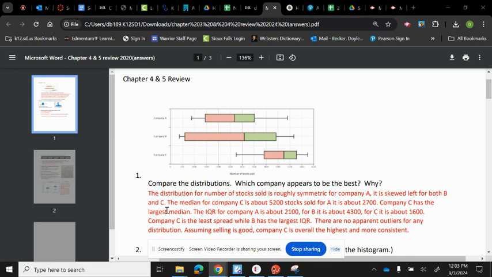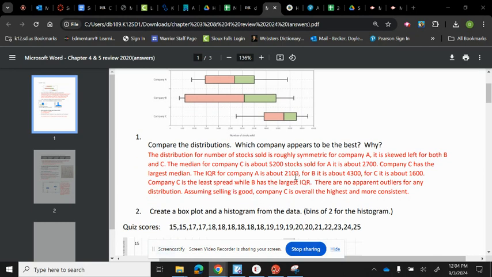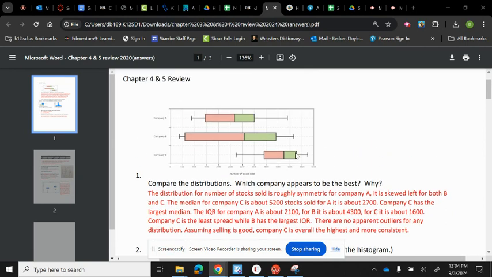So we've addressed shape. Then I did address center already. The spread, now I would go with IQR or range. If you're in doubt, you can always use range. It's pretty clear that company B has the largest range. Company C has the smallest range. Now you should give numbers with that. I used IQR in my answer key. The IQR for A is about 2,100, and I'm getting that by taking the third quartile minus the first quartile. Actually, that was for A.